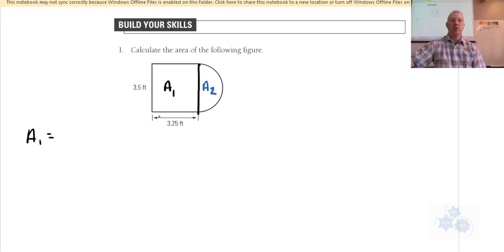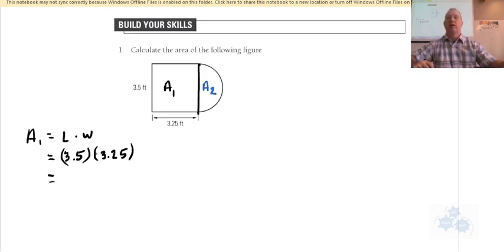What's the formula for the area of a rectangle? Length times width, right? It doesn't matter which one's the length. Usually the longer one is the length, but it doesn't really matter. So 3.5 times 3.25. Does everyone see that? What do we get when we multiply those together? 11.37.